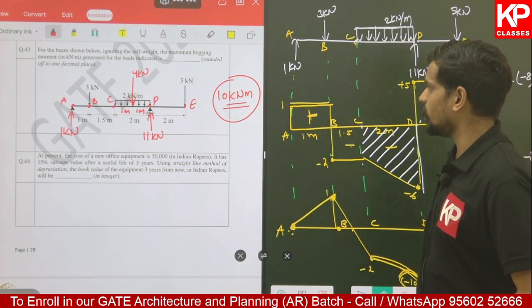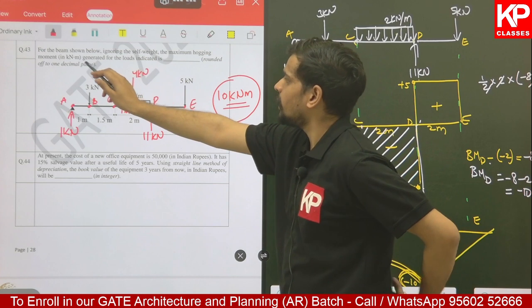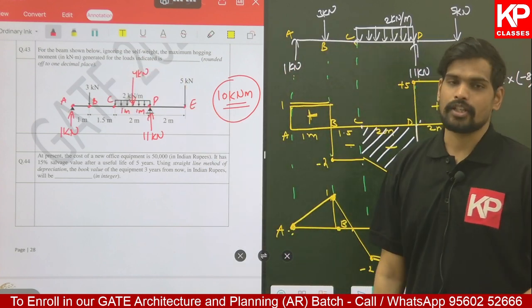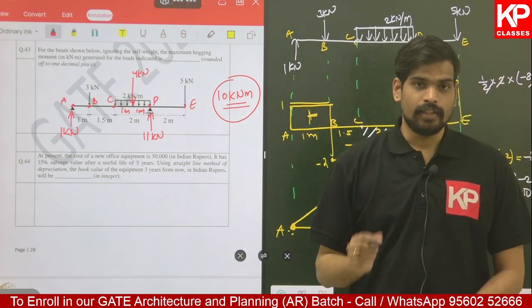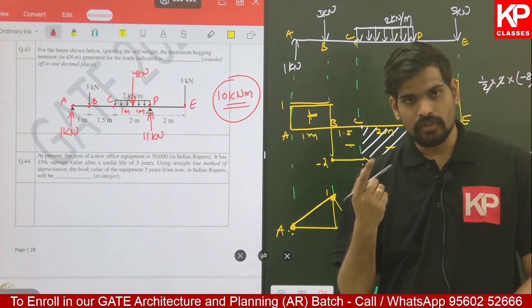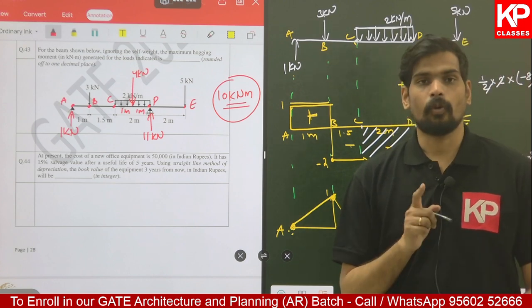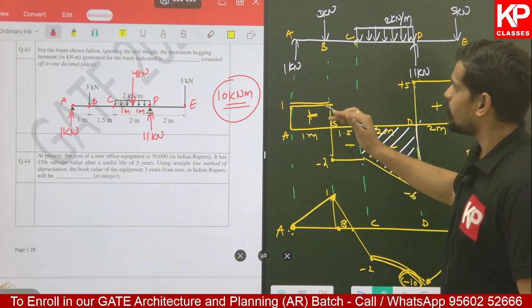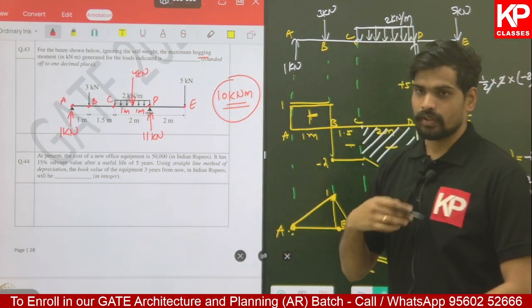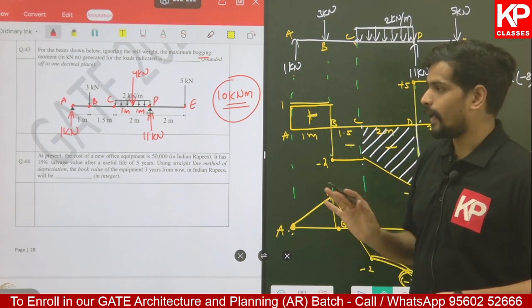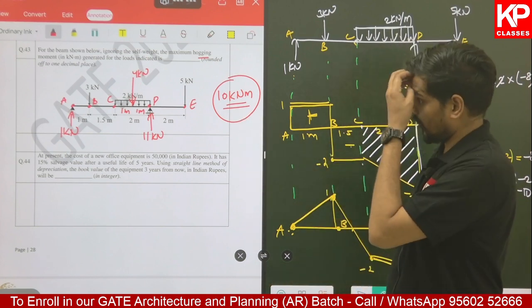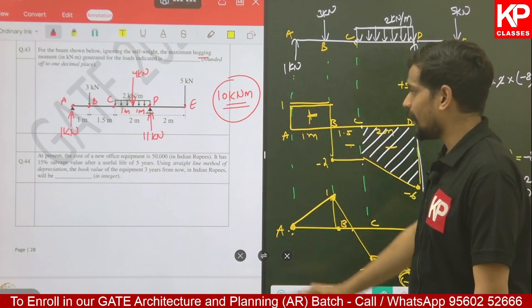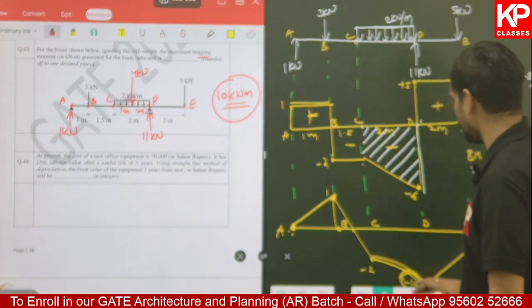If in this question they say maximum moment generated is dash, then the answer will be minus 10. In a numerical answer type question, there's a provision to type in the negative value also in the GATE exam. However, because they're saying maximum hogging moment, hogging is already mentioned, so you'll not write minus again. So the answer will be 10 for this question, in kilonewton meter. Let us now move on to the next question.